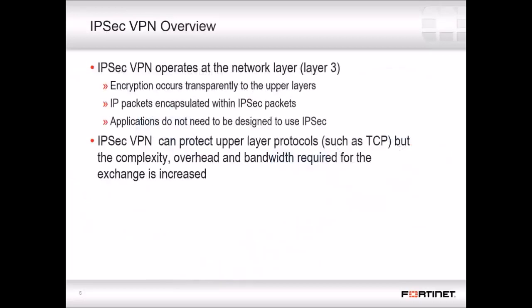IPsec VPN creates what is called a tunnel at layer 3 of the OSI model. This means that the IP packets that need to be transported to the remote side are encapsulated over IPsec. The encapsulated IP packet remains unaltered. The header of the IPsec packets contains information that identifies the endpoints of the VPN tunnel. An IP application does not have to be designed to use IPsec. The tunneling and encryption happens transparently to the upper layers of the OSI model.